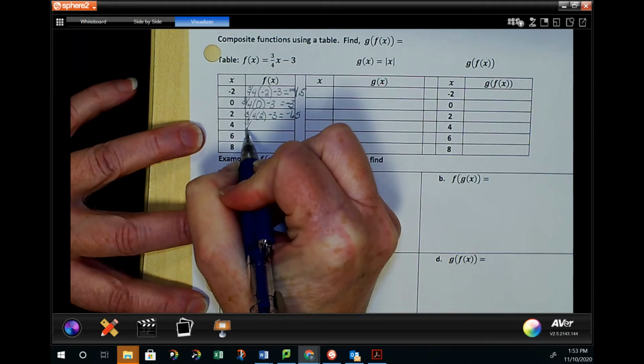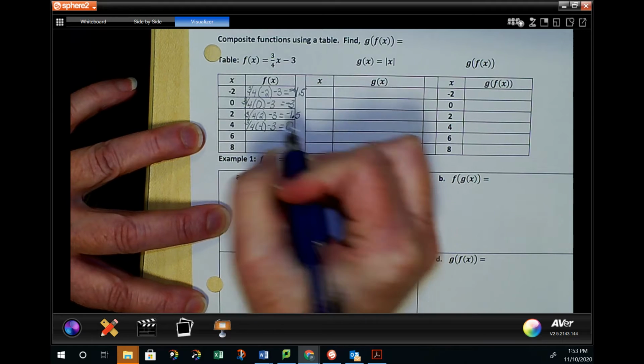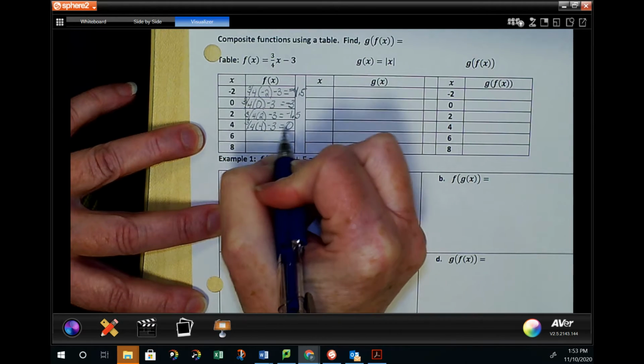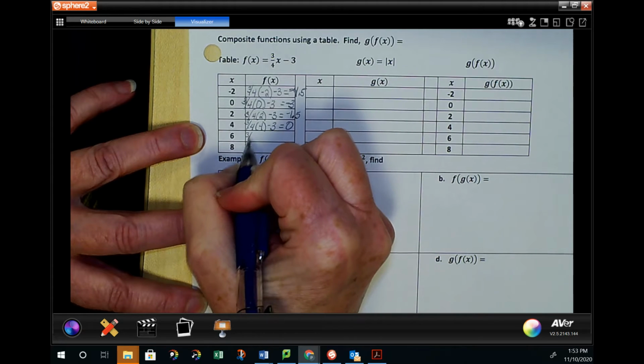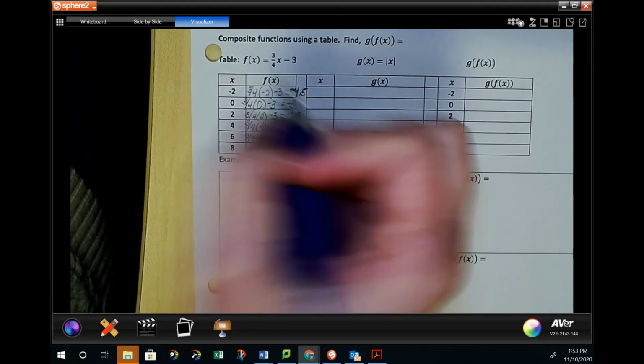Then I'm going to have 3/4 times 4 minus 3, and I get 0, because 3/4 of 4 is 3, and 3 minus 3 is 0. Then 3/4 times 6 minus 3.